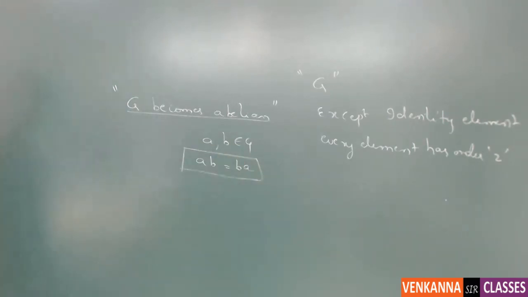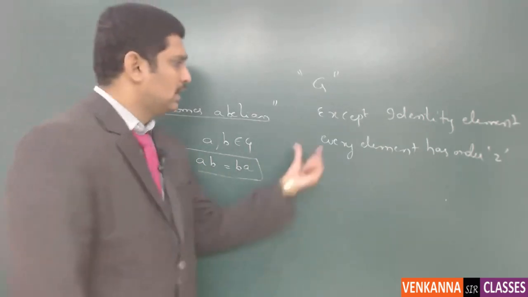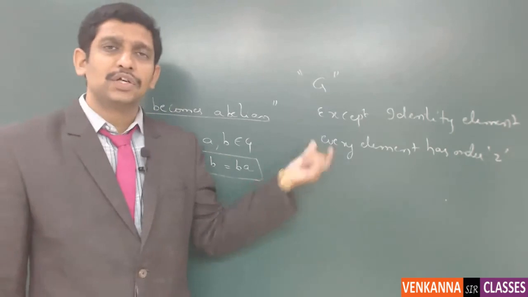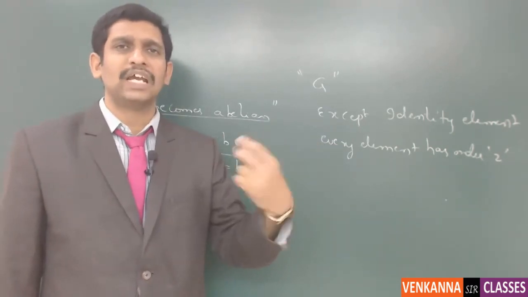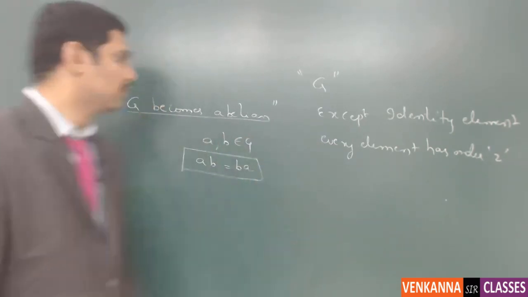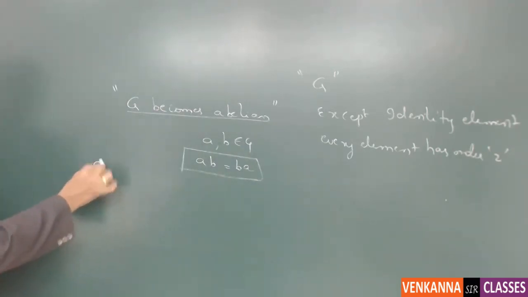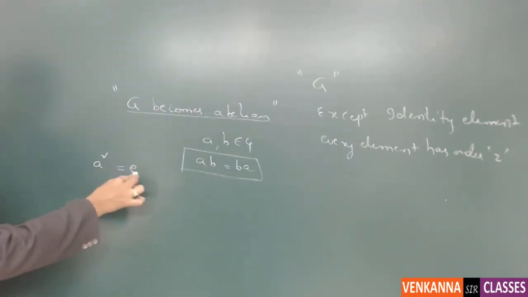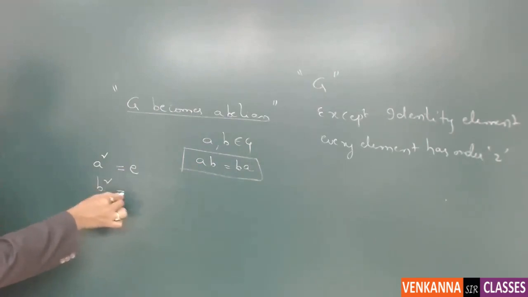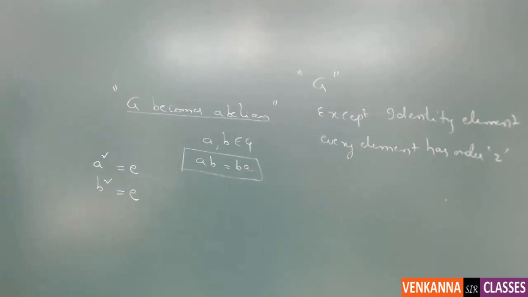That we have to show. Now, order 2 means if you consider the power 2, it will exhibit identity. So, you can say that A square is equal to E and B square is equal to E. Accepted? As I have taken two elements in the group.